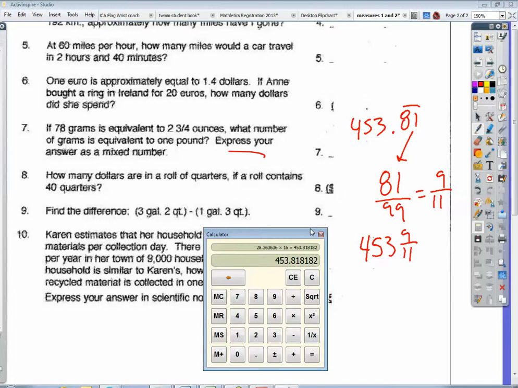So number 8, how many dollars are in a roll of quarters if a roll contains 40 quarters?